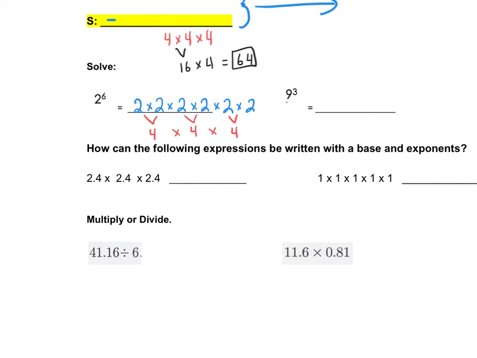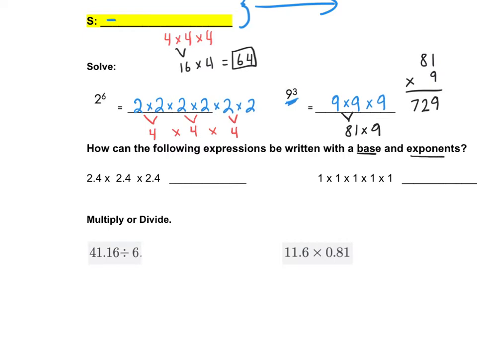Okay, you go ahead and write 9 to the 3rd in expanded form. 9 times 9 times 9. 9 times 9 is 81. And then you need to do 81 times 9. You should have gotten 729.